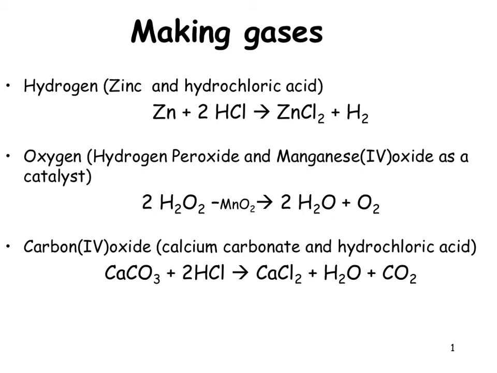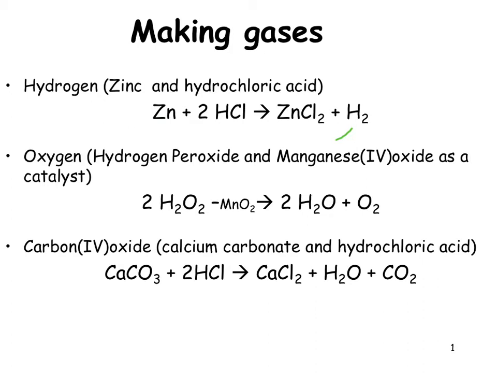Three gases need to be tested for typically. They are hydrogen, oxygen and carbon dioxide. In order to make hydrogen gas, we first need to react zinc with hydrochloric acid. In truth, we'll make hydrogen gas if we react any metal with any acid, and you get hydrogen as one of the products. We're going to look at how you test for hydrogen.